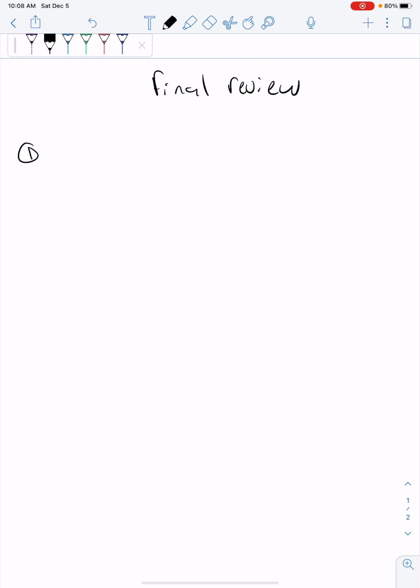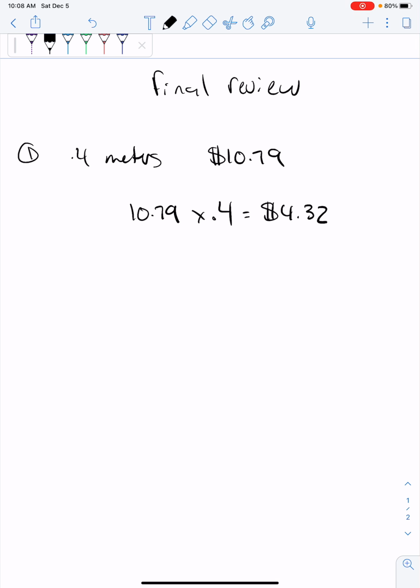So number one says that Sid needs 0.4 meters of canvas, and canvas costs $10.79 per meter. So how much is he going to spend? Well, if it's $10.79 and I need 0.4 meters, I do $10.79 times 0.4, and I'm going to get $4.32. Now, I'm not going to get exactly $4.32, but it's going to round to $4.32. Remember, when you're rounding money, you always round to the nearest penny. So that's going to round to 32.